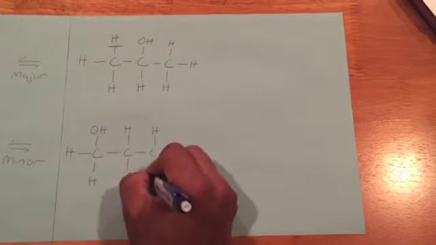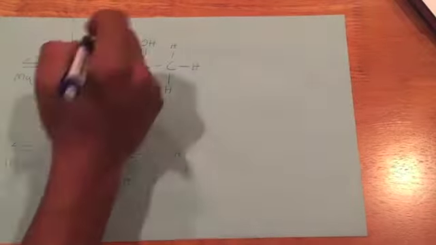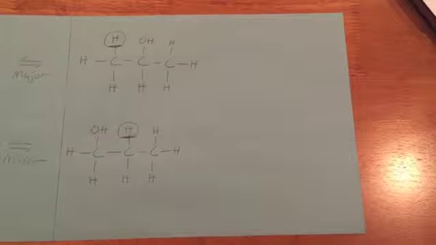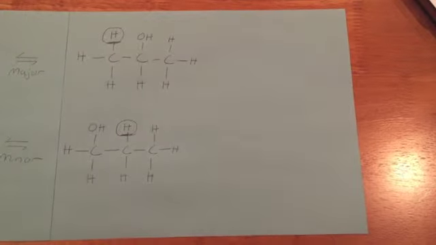Step 4. Form the major product 2-propanol as identified by the placement of the hydrogen over the wealthier carbon, and the minor product 1-propanol identified by the placement of the hydrogen over the poorer carbon.